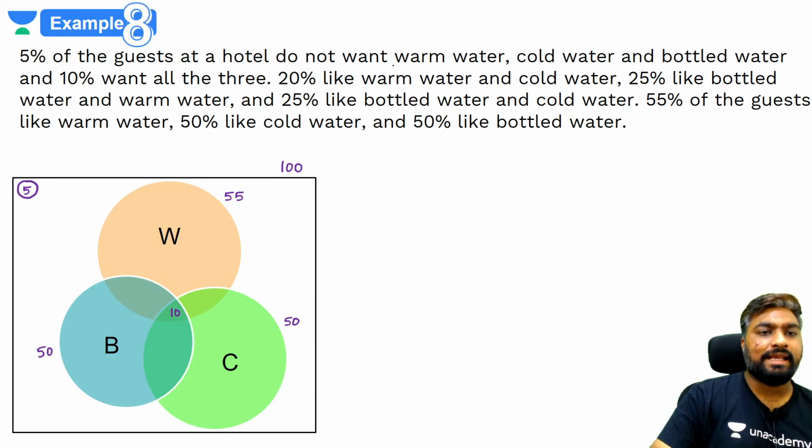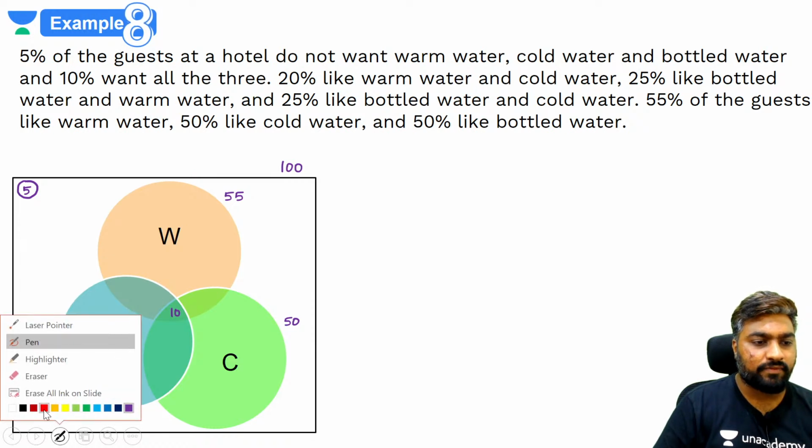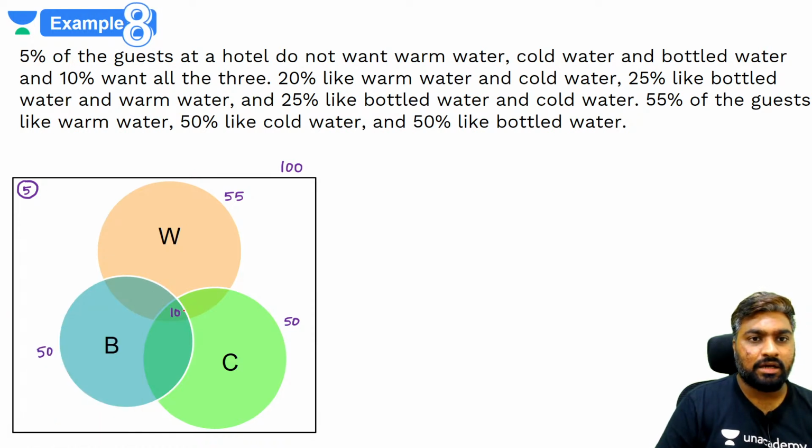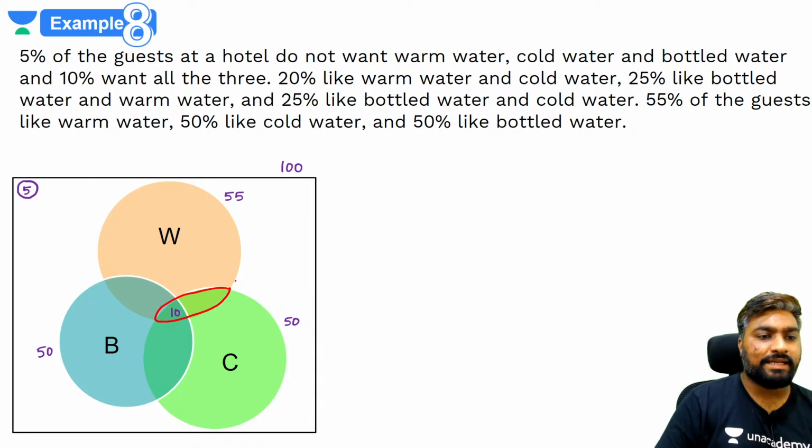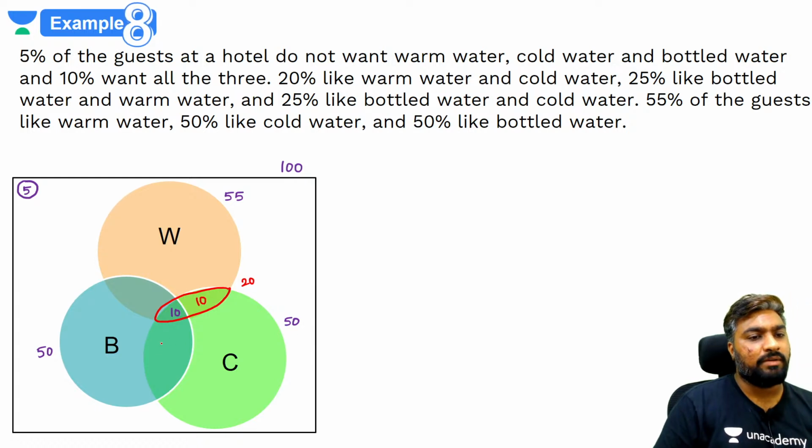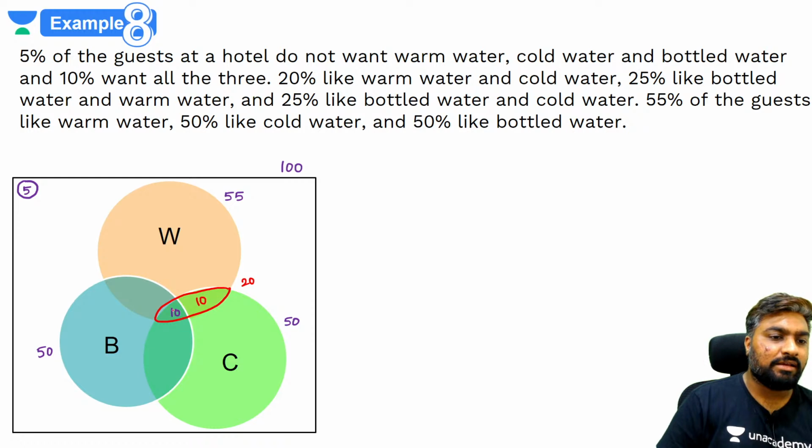Now let's look at this. They're saying 20 like warm water and cold water. That means this entire set, warm water and cold water, is 20. If this entire set is 20, then people who like only warm water and cold water will be remaining 10, because this 10 is a part of this 20. So 10 and 10, 20, correct?